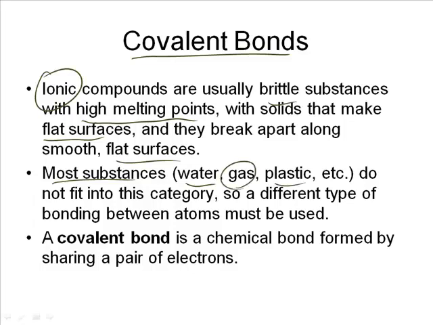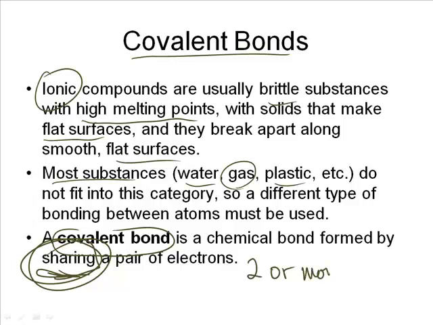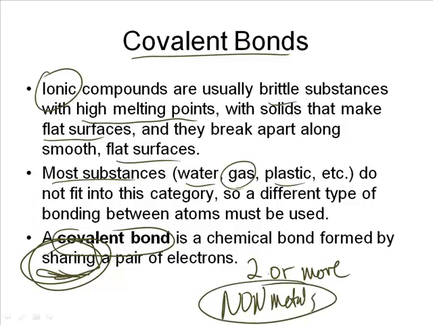And so there's a different type of bonding that we use to describe these types of bonds, and that is called a covalent bond. A covalent bond is a chemical bond formed by sharing, the big difference there is sharing electrons. And one thing I didn't include here, which probably I should have, is that in covalent bonding, it's typically between two or more non-metals.